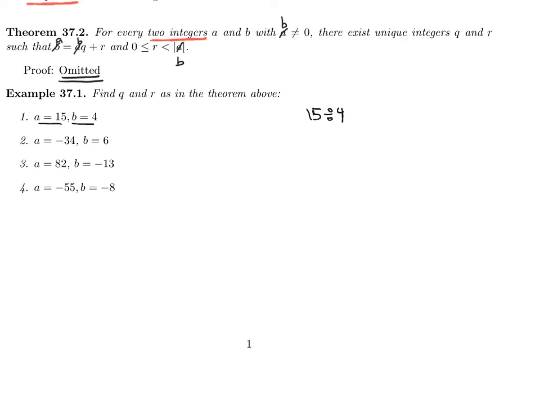This one is pretty easy, of course. Well, 4 into 15, so that goes 3 times with a remainder of 3. So 15 equals 3 times 4 plus 3. So our q is 3, and our r is also 3.